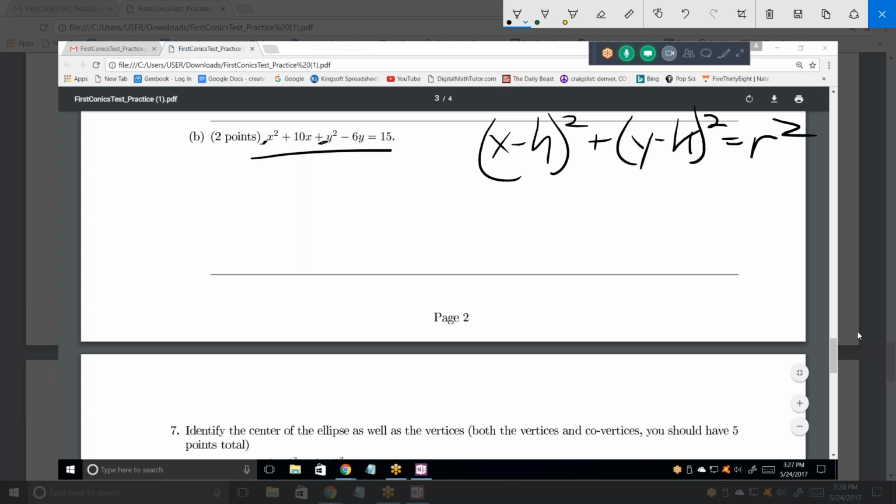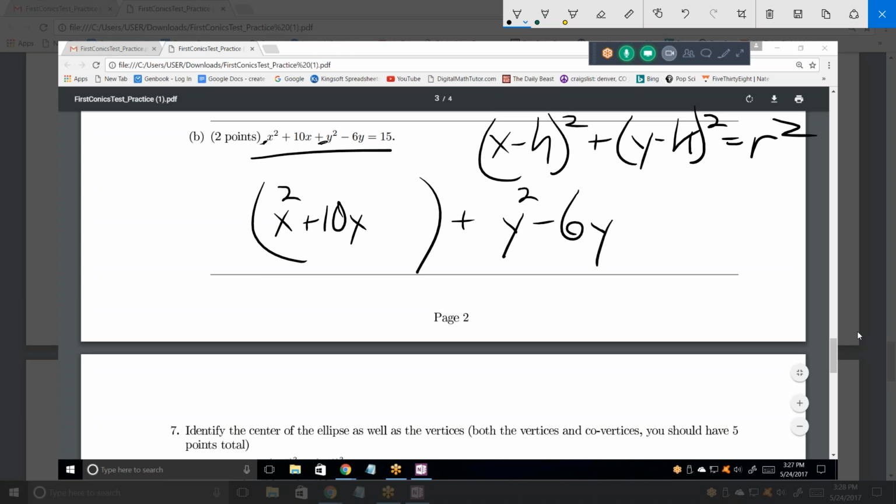The first thing we're going to do is gather all the x terms together, and put parentheses around them because we're going to complete the square. And then I'm going to gather all the y terms together and put parentheses around that because we're going to complete the square. The most important thing to notice is that I have not changed the formula one bit. I've just rearranged it. See that? Now complete the square on the left parentheses.